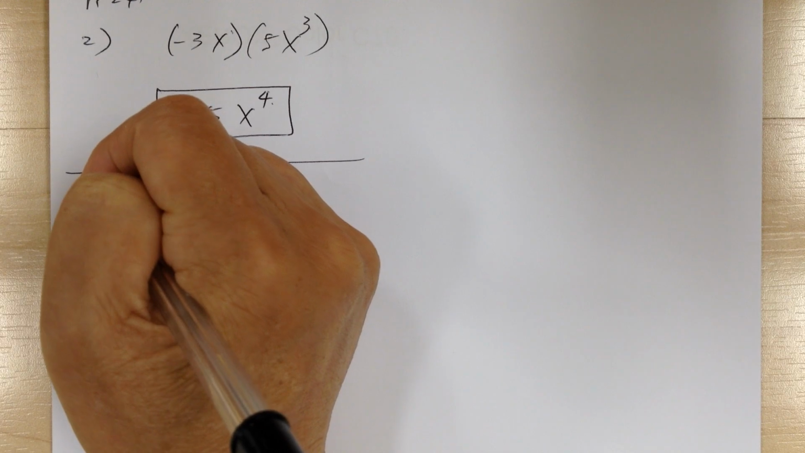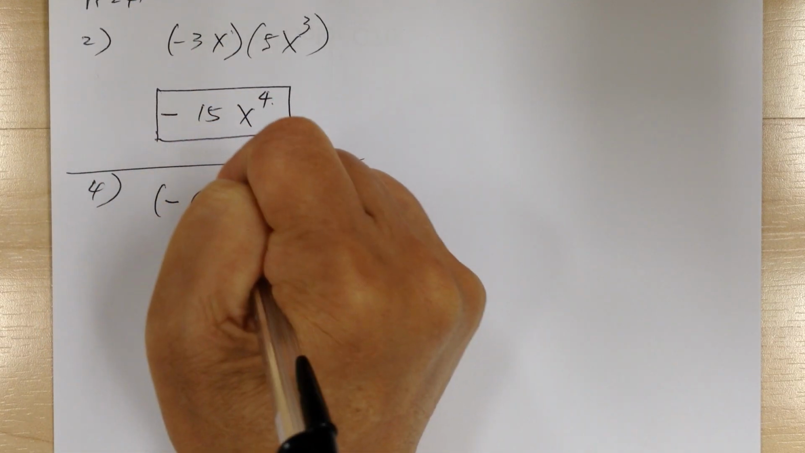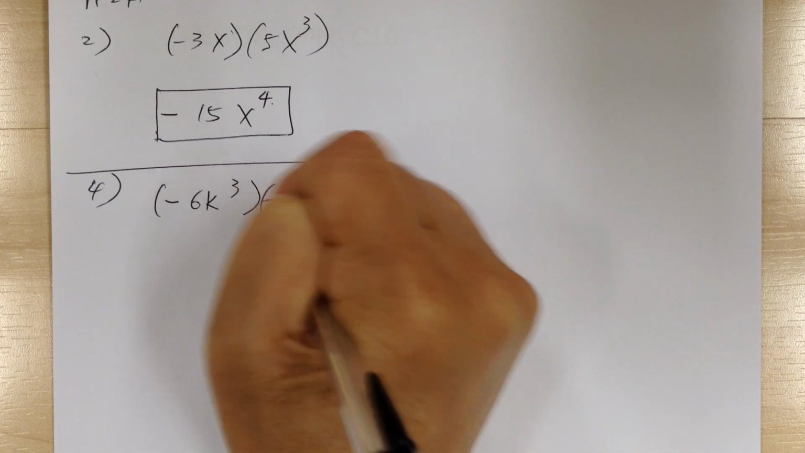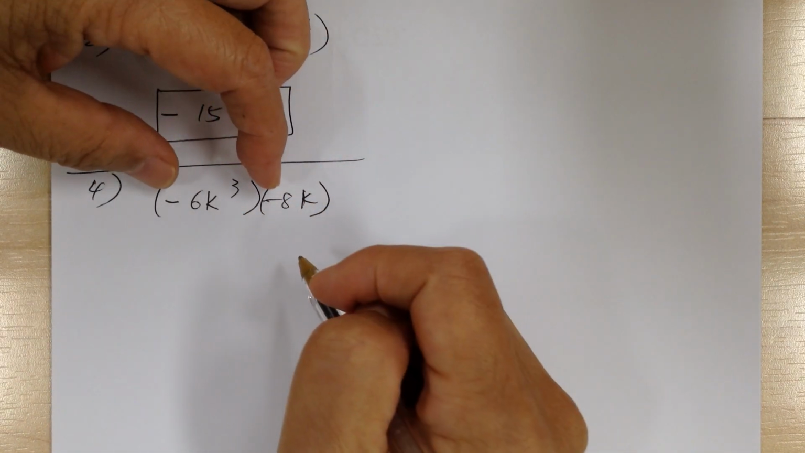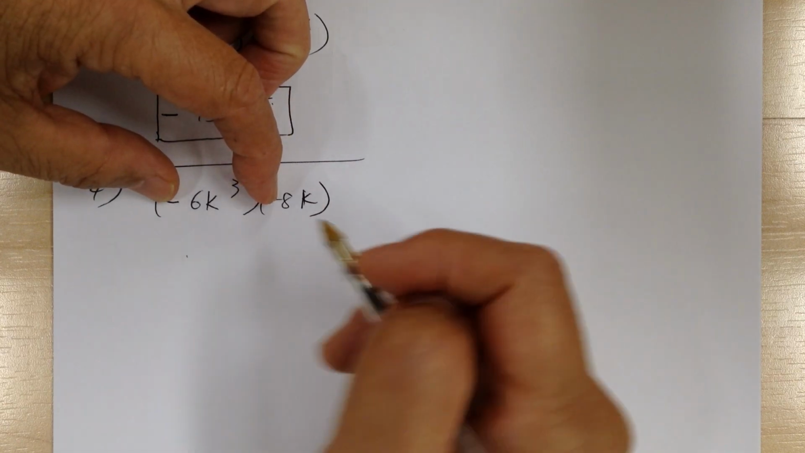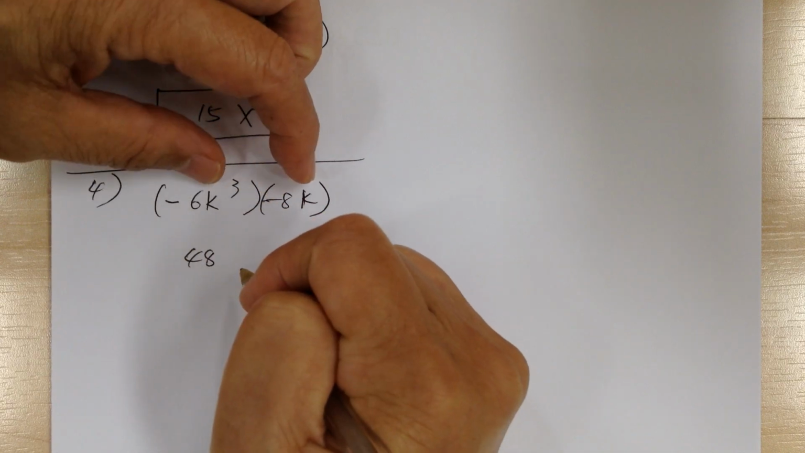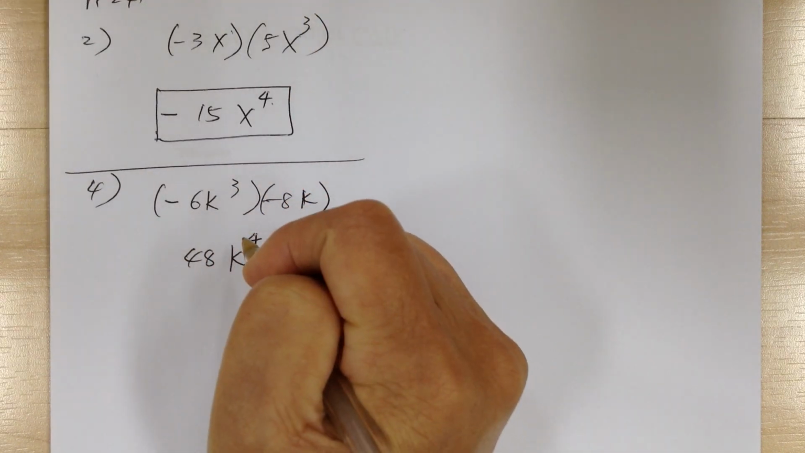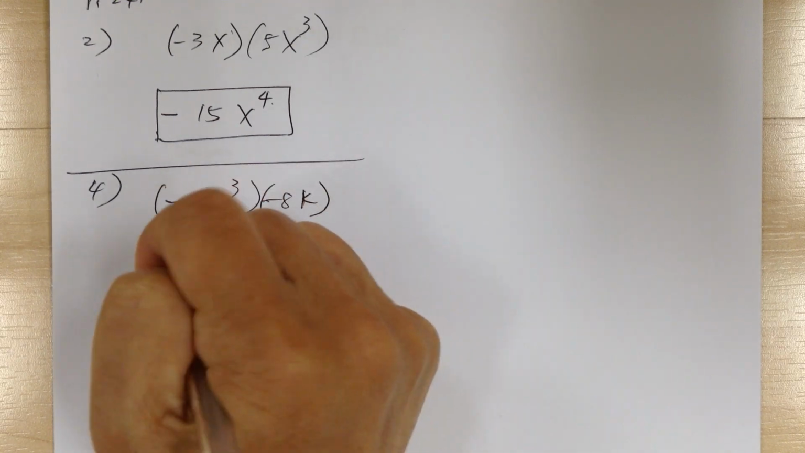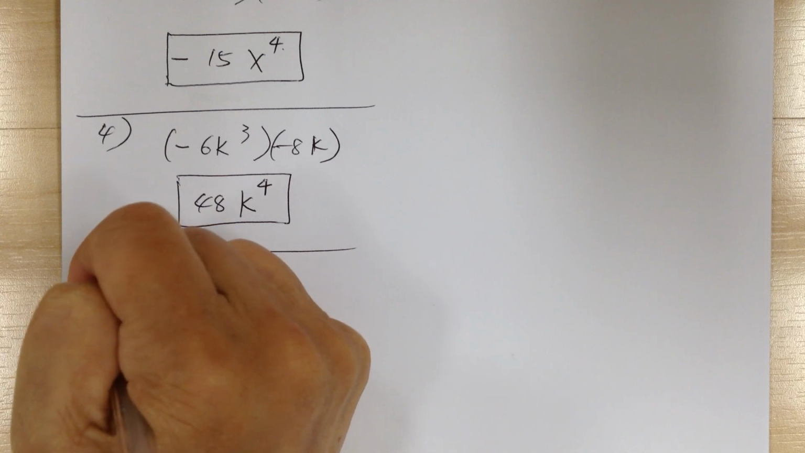Okay, number 4. You have negative 6k to the 3, negative 8k. Okay, so again, you do the sign. So negative times negative is positive, so you don't want to write anything. 6 times 8 is 48. And k to the 3 times k to the 1 is k to the 4. Okay, so you can just go sign, number, alphabet. And then after that, you do the group. Okay, the group is only the parentheses.